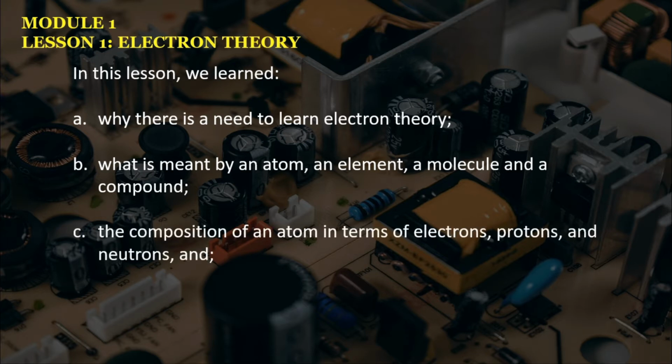Next, we also explained the composition of atoms, otherwise known as the subatomic particles: the positively charged proton, the negatively charged electron, and the no-charge neutron. And lastly, we explained how the pure elements have a balance of electrons and protons as indicated by the atomic number. That ends our first lesson, and I'll see you on our next one.